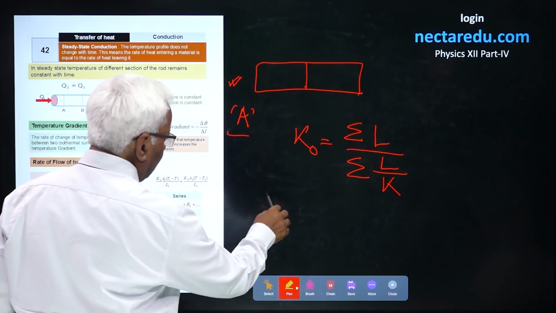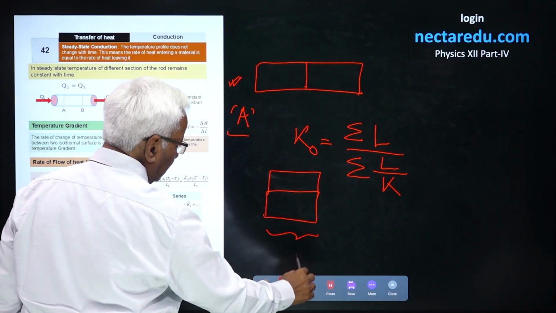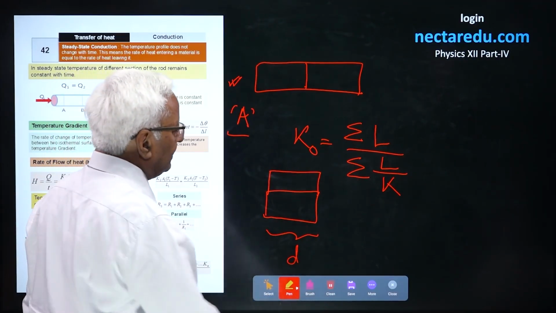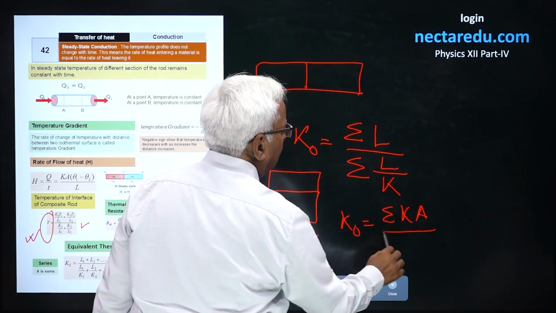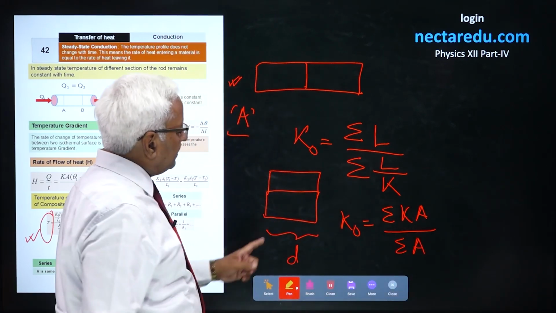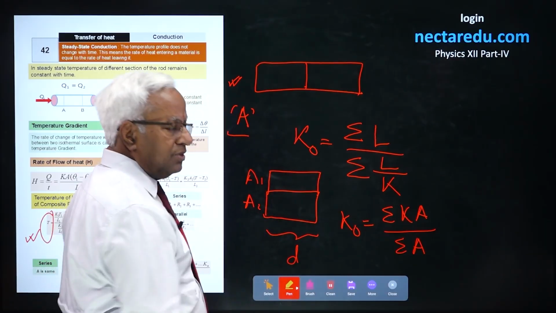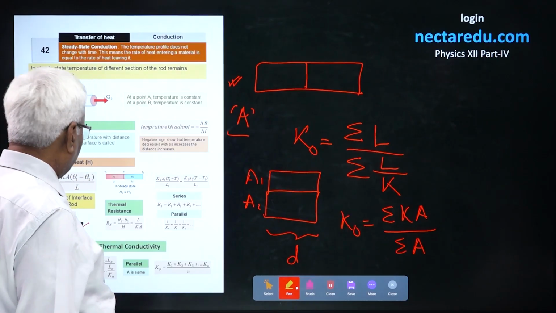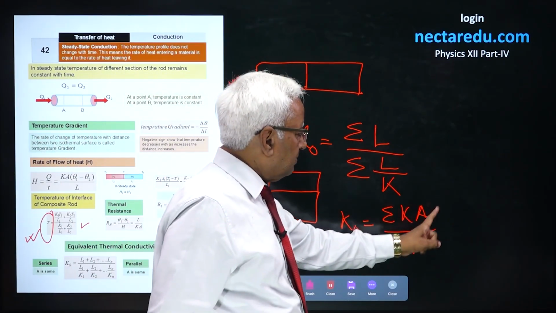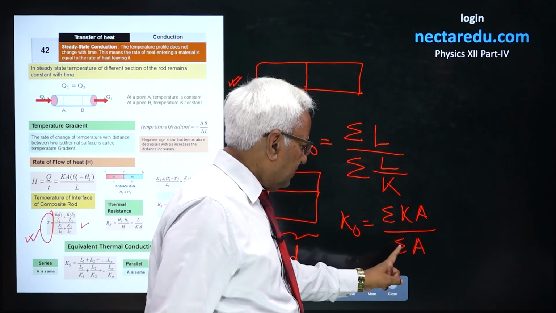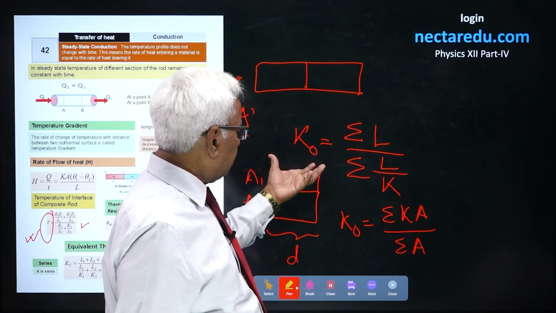Then, if it is a parallel combination, automatically the condition imposed shall be that they have equal value of length here. In that case, the equivalent thermal conductivity is going to be sigma Ka upon sigma A. Here they will be having equal length, but area might differ. Say it could be A1, A2, A3 and so on. So it will be in the form K1 A1 plus K2 A2 plus so on, divided by A1 plus A2 plus A3. That is the equivalent value of thermal conductivity in parallel combination.